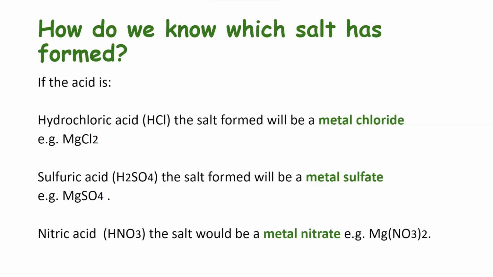So how do we know which salt has formed? You need to memorize the following rules based on the acid. Number 1, if the acid is hydrochloric acid, the salt formed will be a metal chloride. Example, magnesium chloride. Number 2, if the acid is sulfuric acid, the salt formed will be a metal sulfate. Example, magnesium sulfate. Number 3, if the acid is nitric acid, the salt formed will be a metal nitrate. Example, magnesium nitrate.